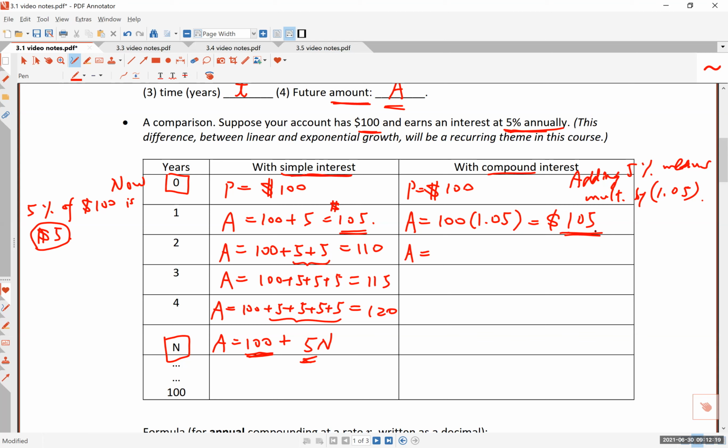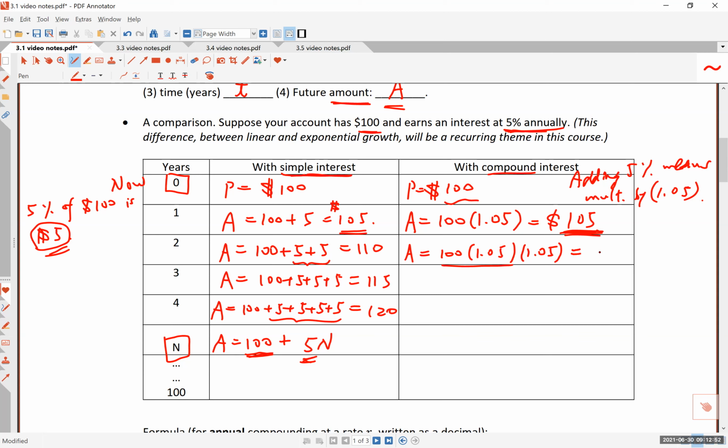You take now a new base, 105, and then you add 5% to that, not the 5% of the original $100 as in the simple interest case, but now the base changes. The base number is 105, which by the way is 100 times 1.05, right? This is 105, and then you multiply this whole thing by 1.05 again. So you notice that I multiplied 100 by 1.05 twice.